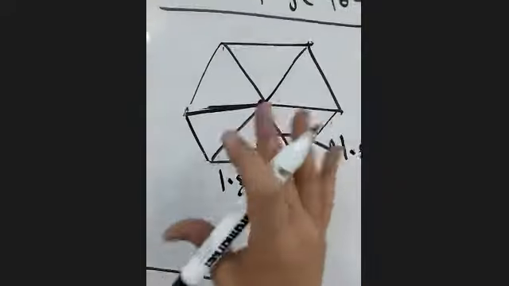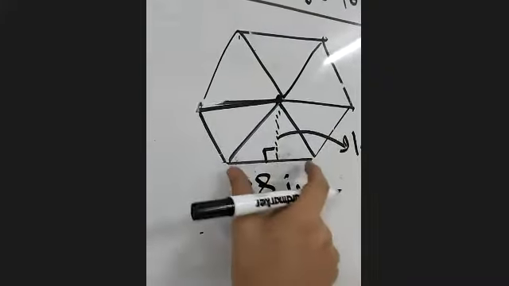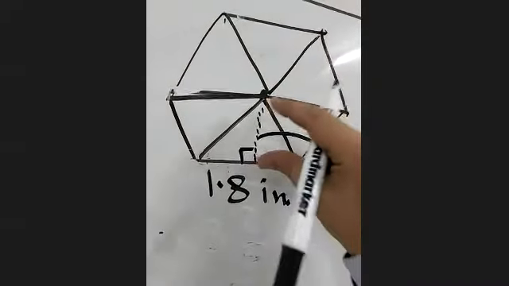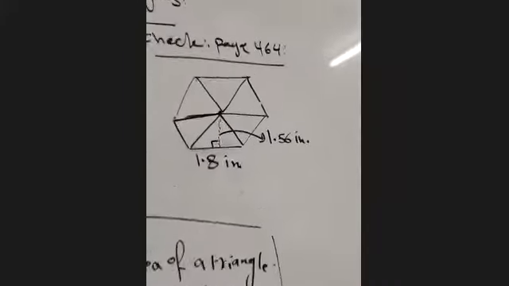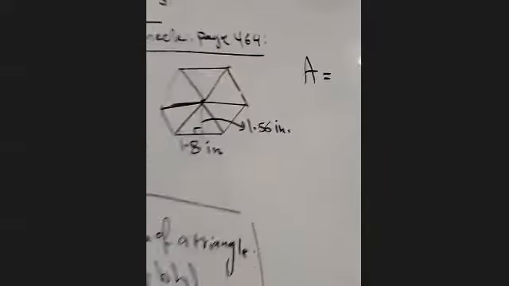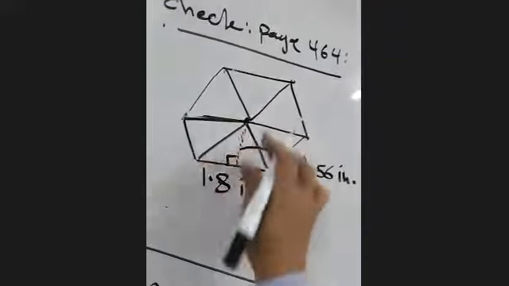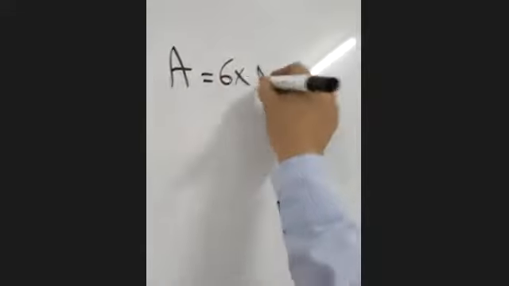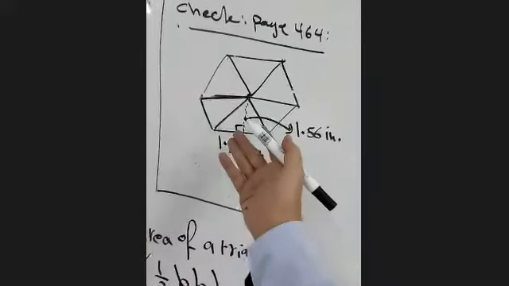Stop. Because we have a regular hexagon, all the sides are equal, so each triangle has the same base and the same height, which means all of these triangles have the same area. So to find the total area now, A equals what, Omar? A equals 6 multiplied by the area of a triangle. We have 6 triangles, so 6 multiplied by the area of one triangle. One of them is enough because they are all the same.